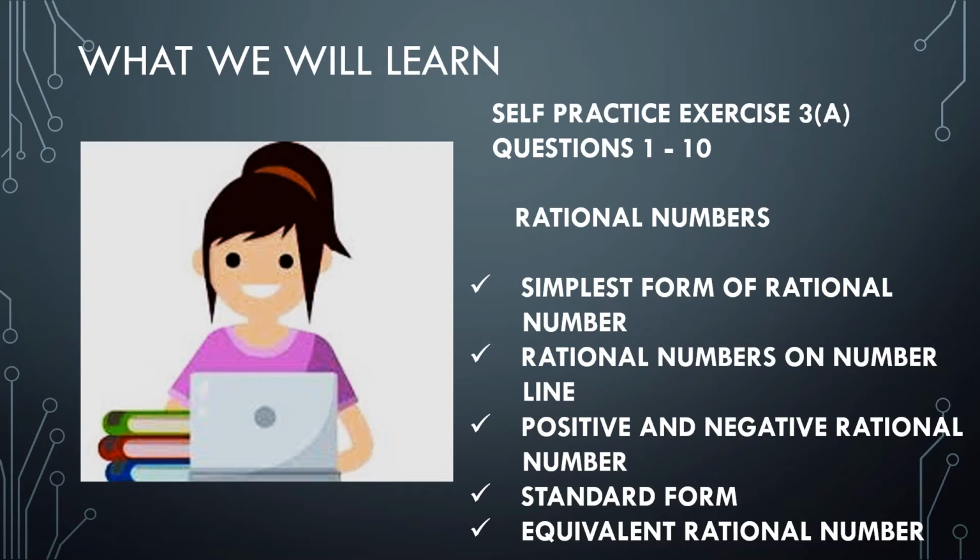What we learn today? Today we learn and solve self-practice exercise questions 3a, questions 1 to 10 of chapter Rational Numbers, and the topics are simplest form of rational numbers on number line, positive and negative rational numbers, standard form and equivalent rational numbers. Let's solve some questions.